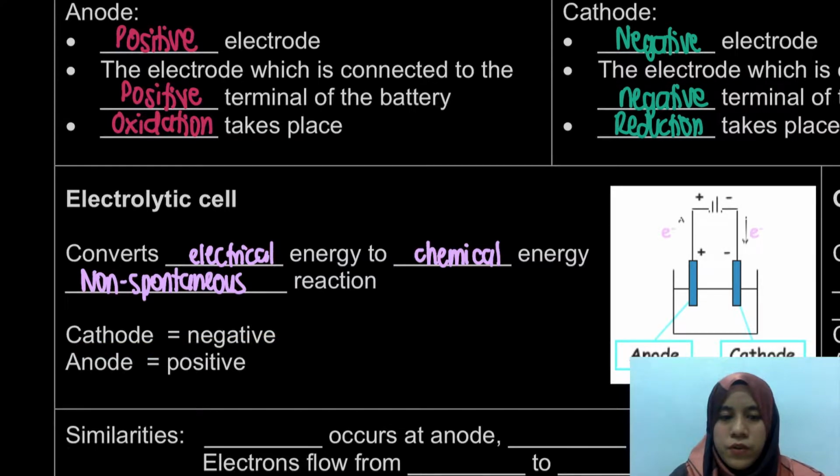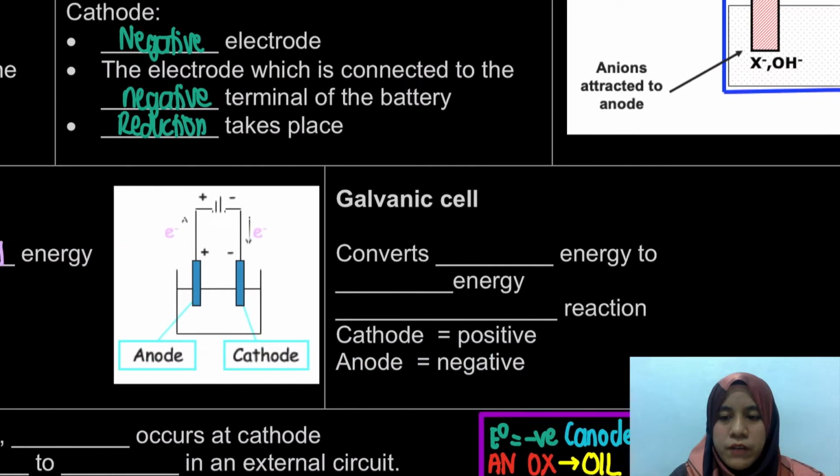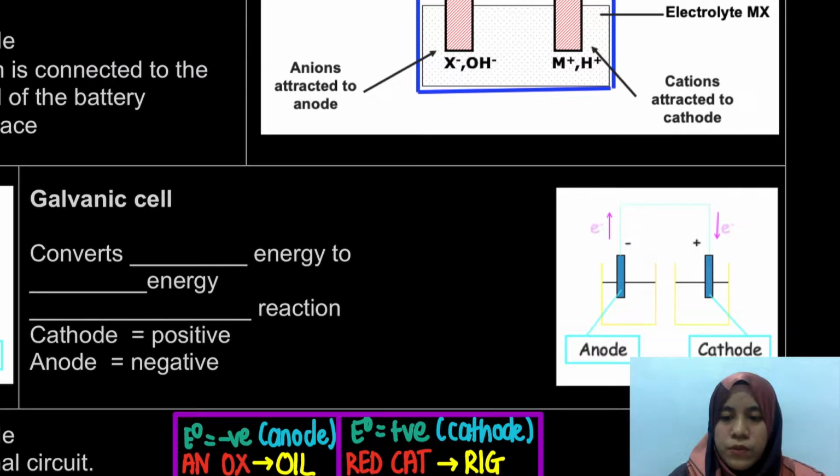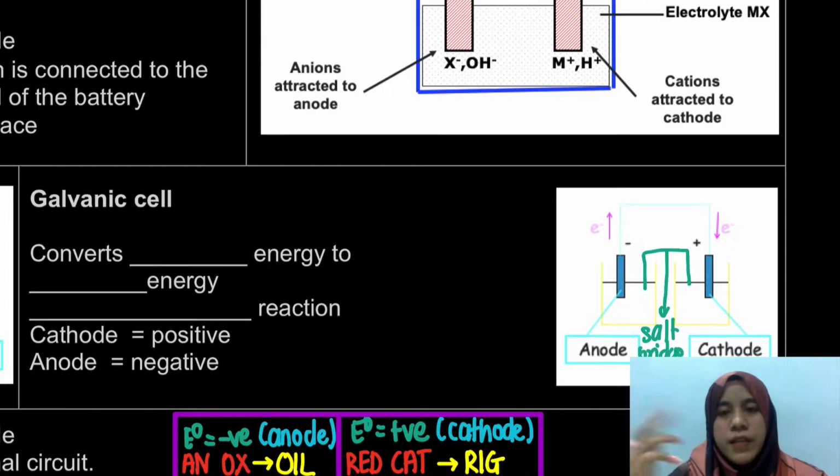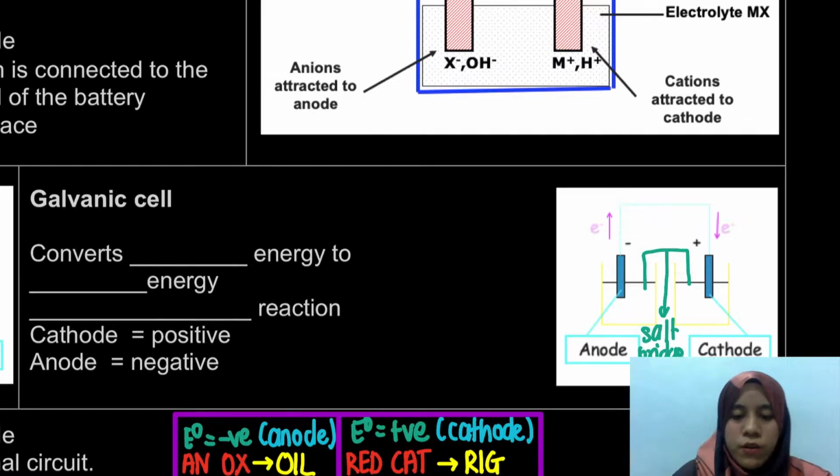So that's for the electrolytic cell. For the galvanic cell, it still follows the ABC rule, but here we don't have any drawing of the bridge. There should be a salt bridge here. For the galvanic cell, it's the other way round: it will convert the chemical energy to electrical energy.